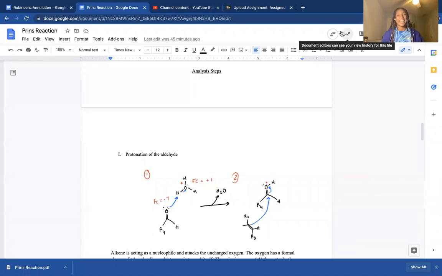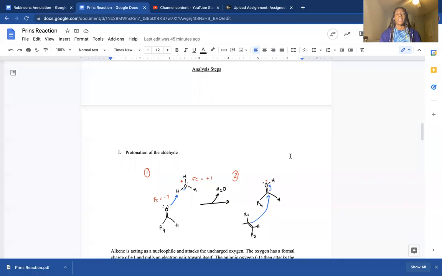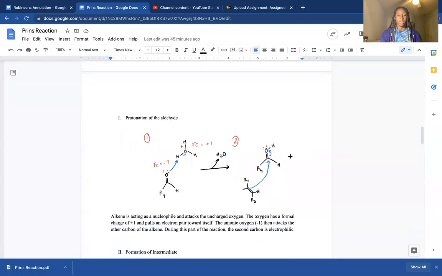My name is Jada Wilson, and today I will be presenting to you my final chemistry project. My two reactions were the Prins reaction and Robinson annulation. I will be starting with the Prins reaction and then moving on to Robinson annulation. So I'm just going to go to the analysis steps because that has everything that I want to talk about.